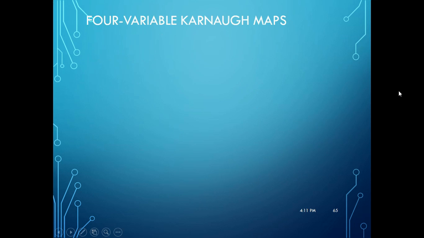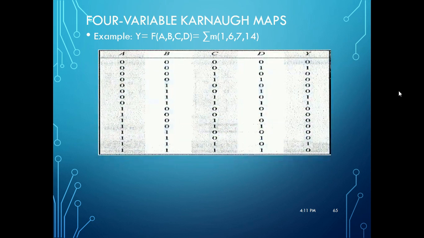So now let us consider one problem. One simple example let us take. So the expression here is y is equal to f of a, b, c, d. So there are four variables a, b, c and d. And the min term positions have already been given, that is equal to summation of min terms 1, 6, 7 and 14. So this is the problem, and here you can see the table for the particular problem.